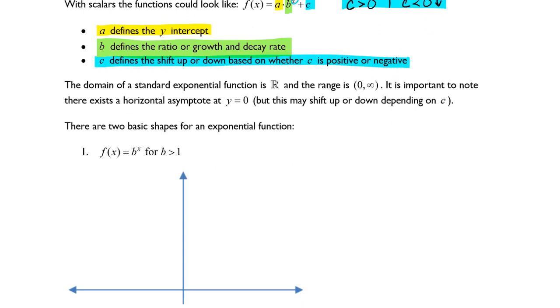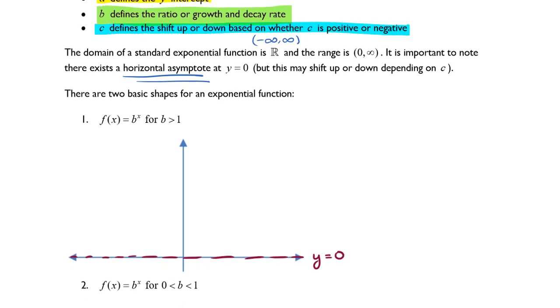So the domain of a standard exponential function is R. We can also define this, all real numbers, as negative infinity to infinity in interval notation, and the range is from 0 to infinity. It's important to note that there exists a horizontal asymptote at y equals 0. So if I were to draw the horizontal asymptote in, it would be along the horizontal or x-axis. But this may shift up or down depending on c.